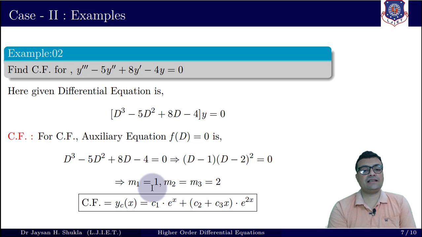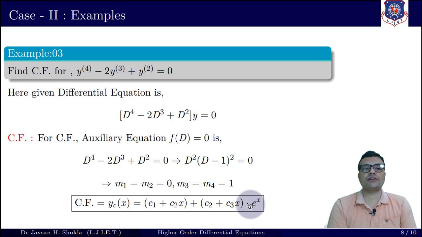But now, as I assumed here m1 equal to 1, the first part is real and non-repeated, like c1 e raised to x. And then 2 roots are repeated, so I am following the rule of real repeated roots. So it is (c2 plus c3x) into e raised to 2x for this 2. This is how you can deal with the combination of real roots which are repeated and non-repeated by nature.